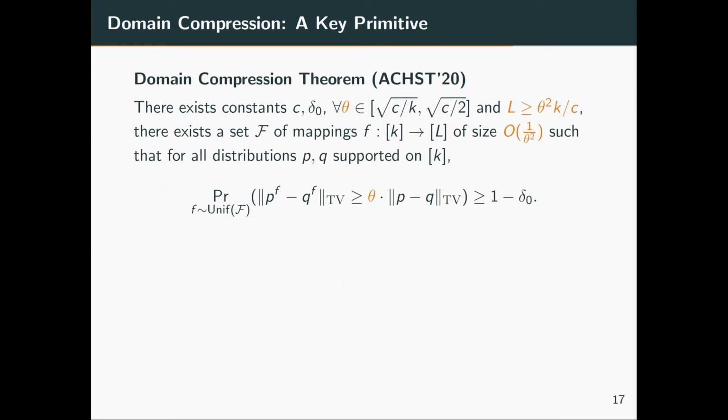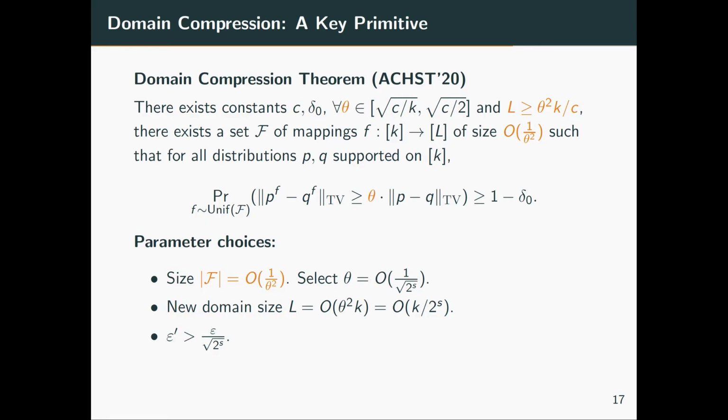What if we have less than that? In this work, we also propose the following domain compression theorem, which shows that for any constant theta, we can find a set of mappings of size order 1 over theta squared. Each of them maps the original domain of size k to a new domain of size L, which is equal to theta squared k. When we select a uniform random mapping from the set, with probability at least 1 minus delta 0, the total variation distance between the induced distributions is preserved up to a factor of theta.